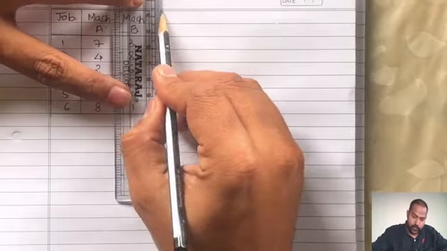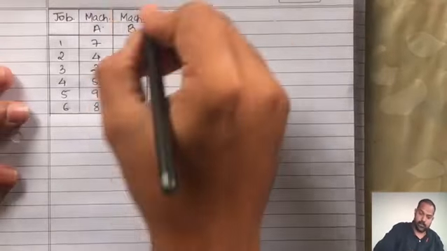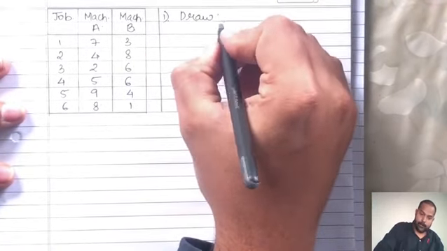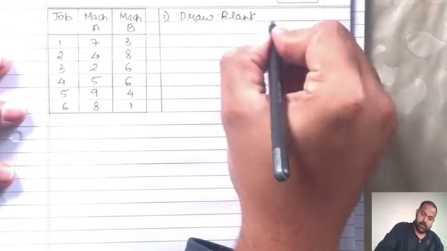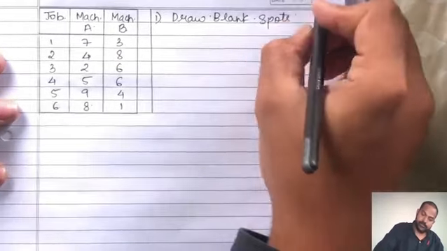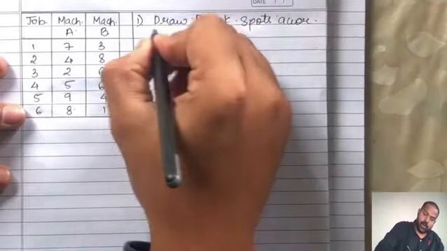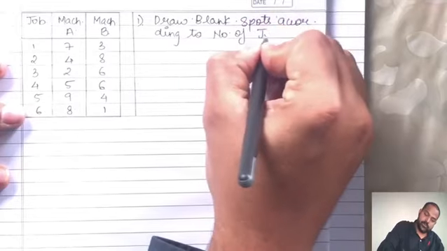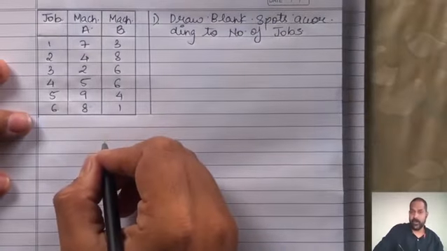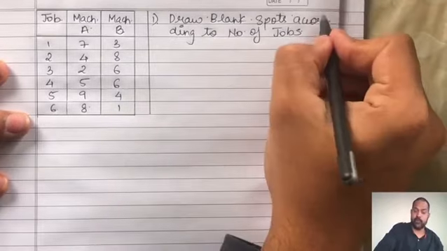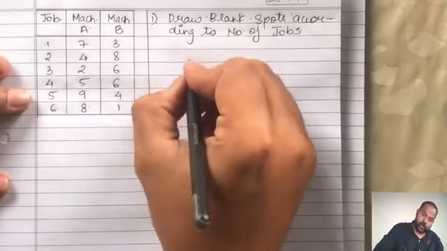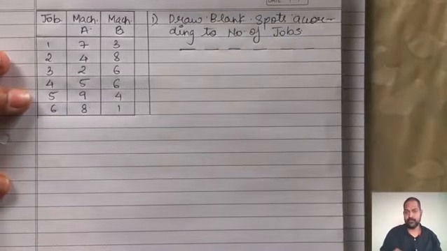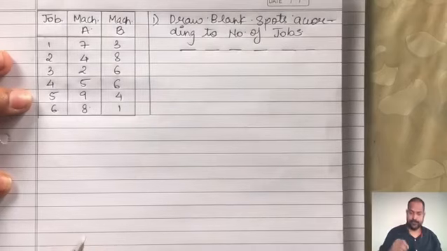The first thing that you are going to do is draw blank spots according to the number of jobs. So step 1 is draw blank spots according to the number of jobs you have. I have 6 jobs, then I will have 6 blanks. 1, 2, 3, 4, 5, 6. Done? That is step 1.